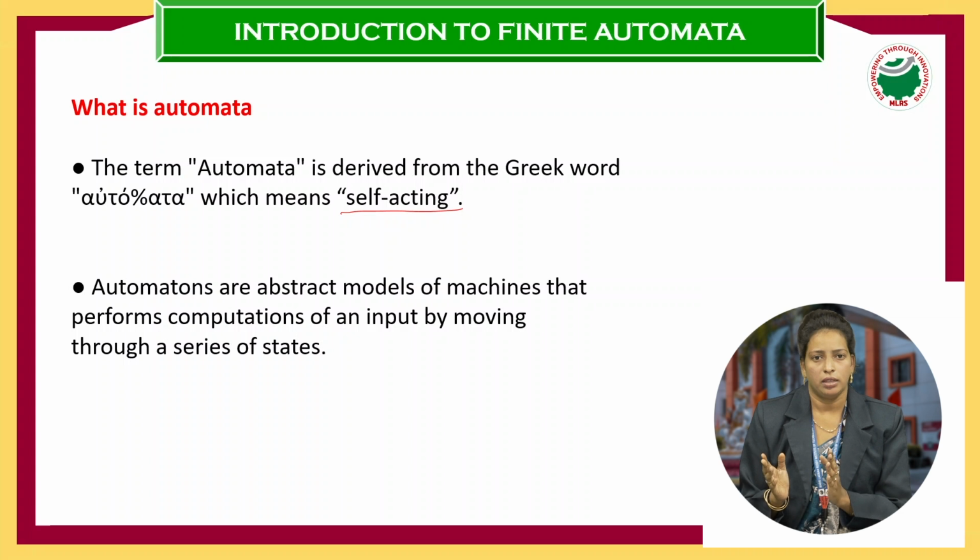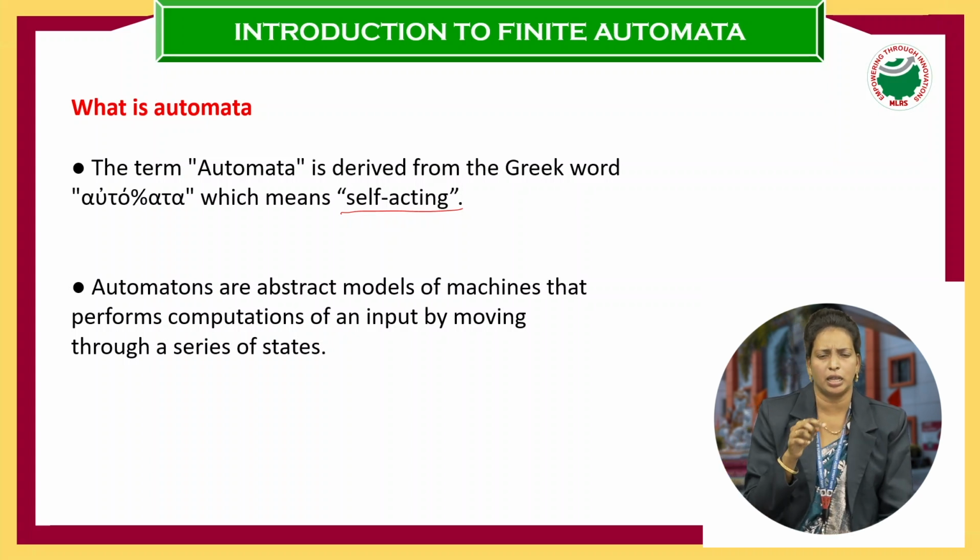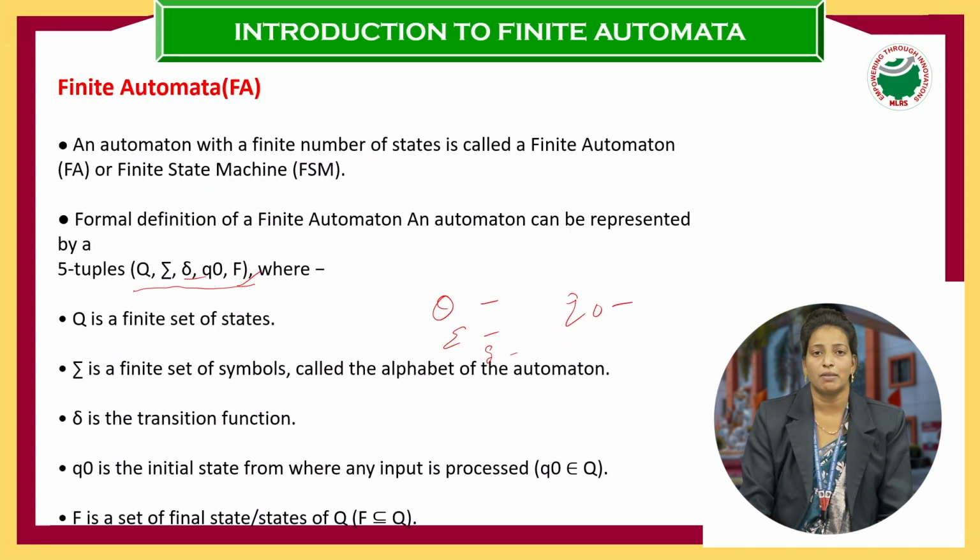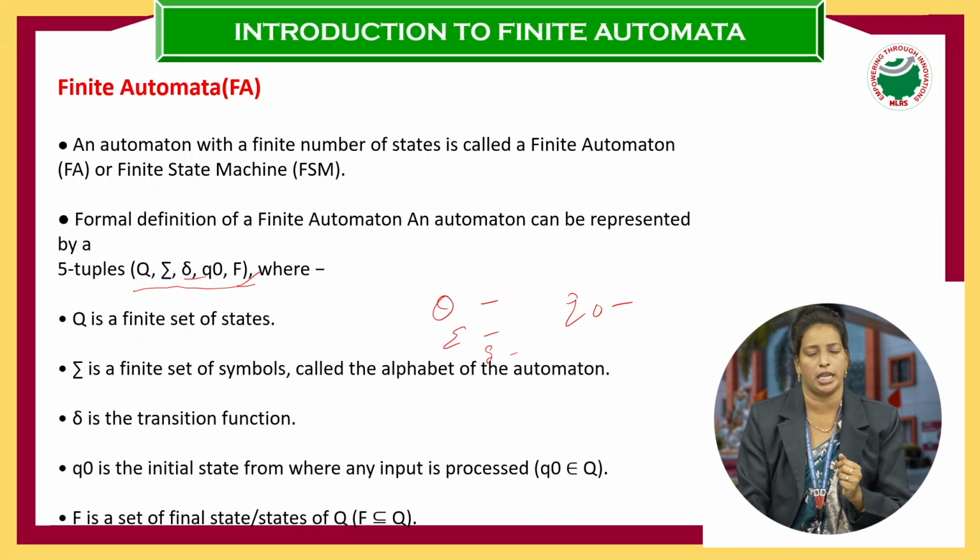Next, an automaton is also known as an abstract machine. It performs computation of input by moving through a series of states. A state is represented by a circle. Okay. So next, what is finite automata? Finite automata is nothing but a collection of states. Finite automata is also called a finite state machine. It is used to represent 5 tuples.